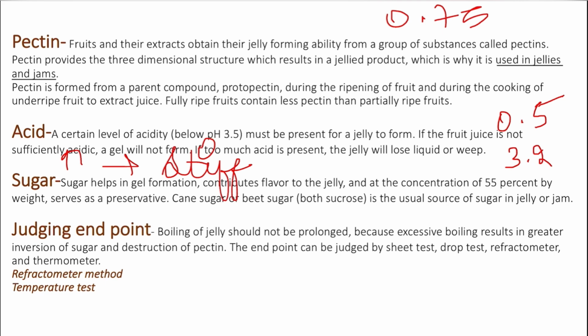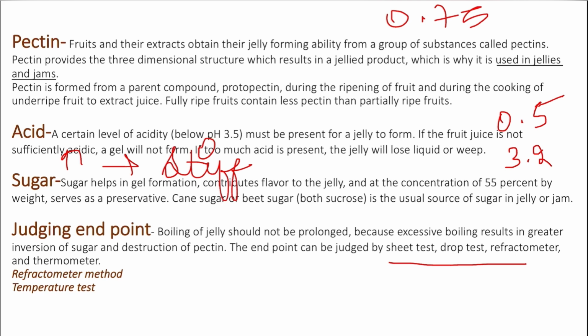Next test is the drop test. A drop of the concentrated mass is poured into a glass containing water, and the settling down of the drop without disintegration denotes the end point. The end point can also be judged by sheet test, drop test, refractometer and thermometer. These are the temperature tests.